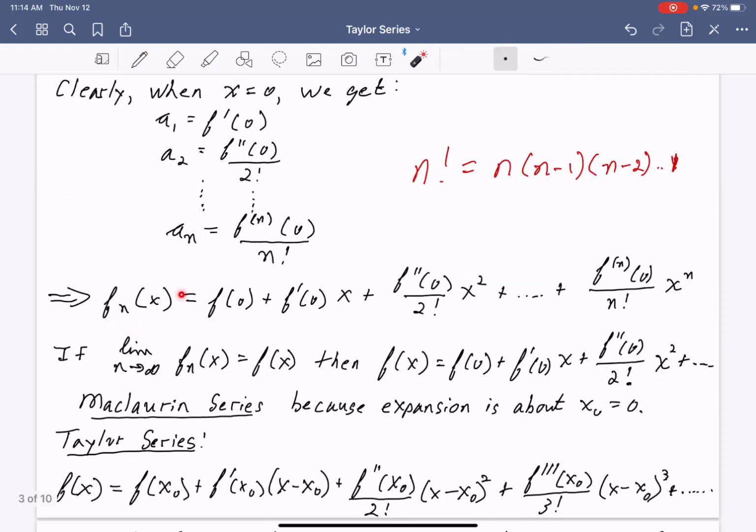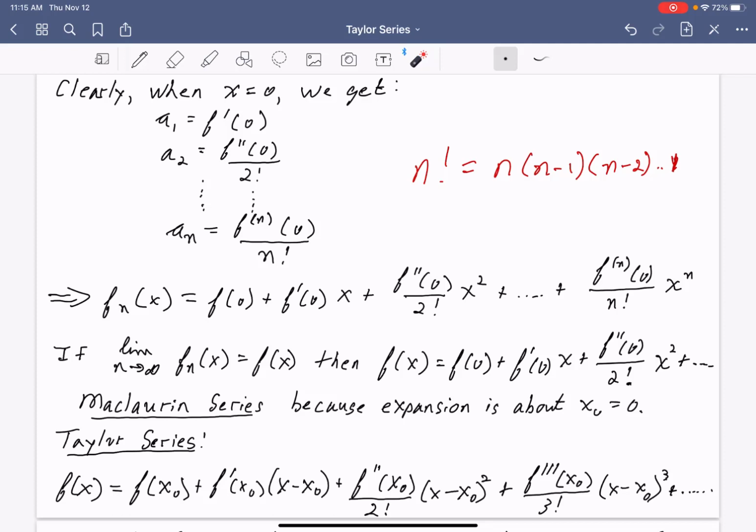We get then that this function f_n(x) is the function evaluated at 0, plus the first derivative evaluated at 0 times x, plus the second derivative evaluated at 0 divided by 2 factorial times x squared, and so on to the nth derivative evaluated at 0 divided by n factorial times x to the power n. And we take the limit as n approaches infinity, which is then f(x), where f(x) is simply this expression here, but taken to infinity.